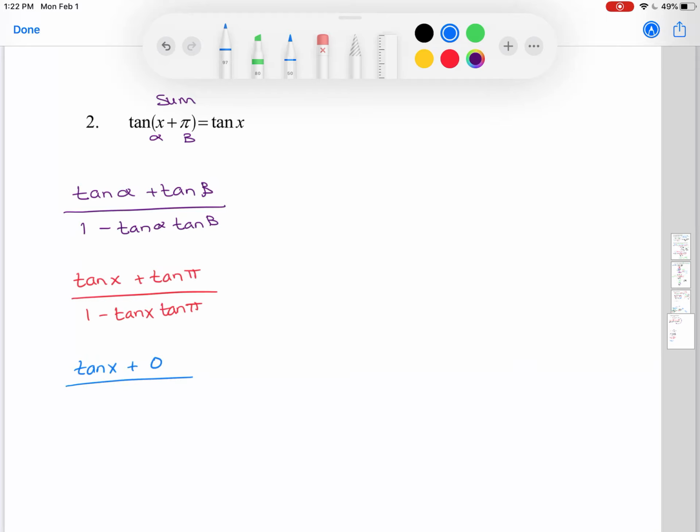Plus tangent at pi. Tangent at pi is going to be just 0 divided by 1 minus tangent x. Again, tangent at pi is another 0. So the zeros are going to go away, and they're going to make that into a 0. So the only thing I'm left with is just tangent x over 1, which is still, in fact, tangent x. And I have verified it.